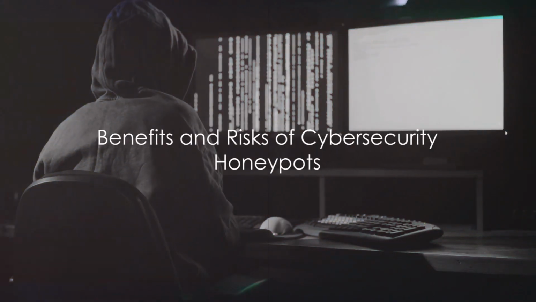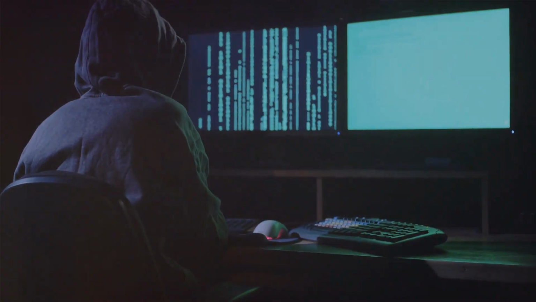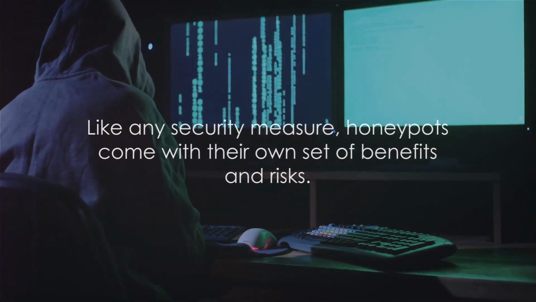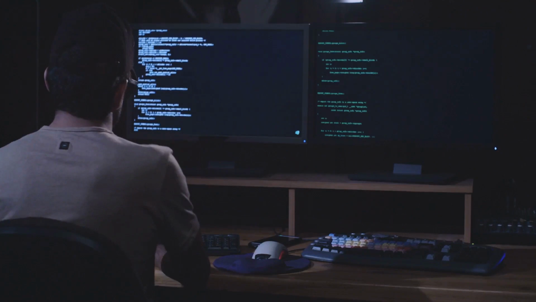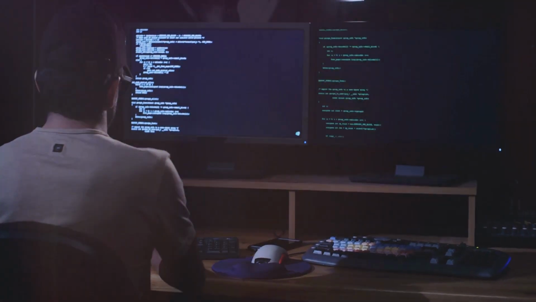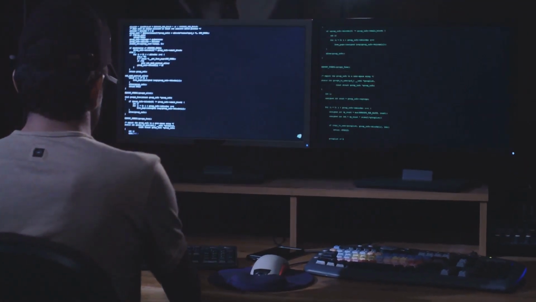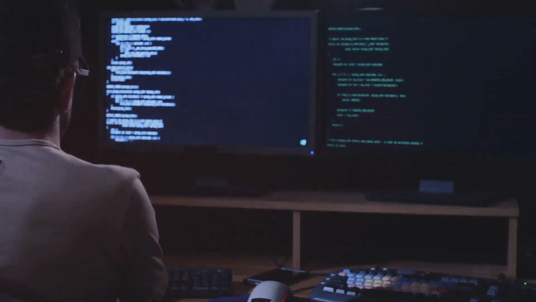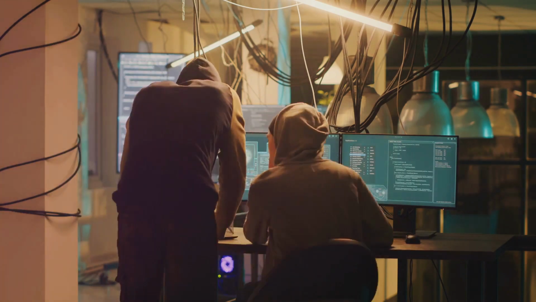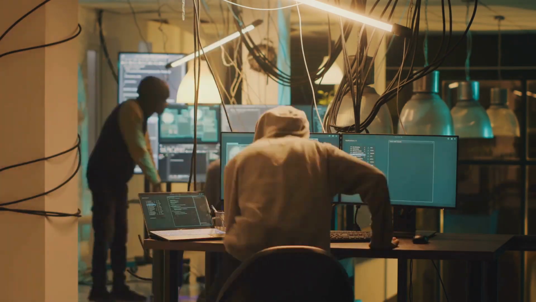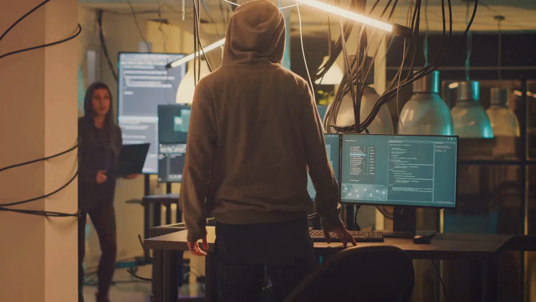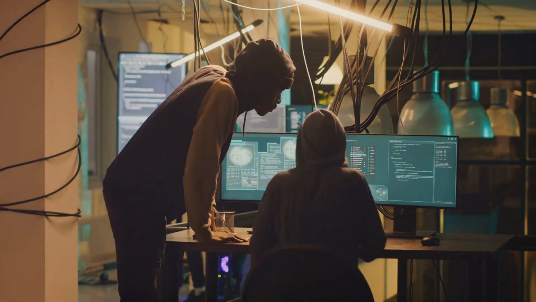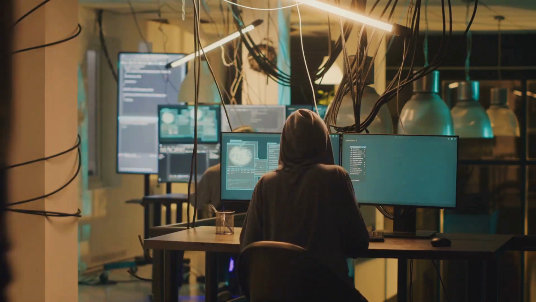Like any security measure, honeypots come with their own set of benefits and risks. Let's dive into the benefits first. Honeypots serve as a distraction, luring cybercriminals away from valuable data and buying precious time for system administrators to detect and respond to the attack. It's like throwing a decoy to distract a predator. Another significant benefit of honeypots is their ability to monitor evolving threats. Cyber threats are not static. They continuously evolve, and honeypots provide an excellent way to study these emerging threats in a controlled environment.